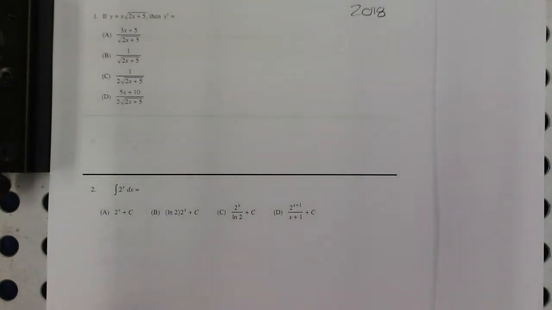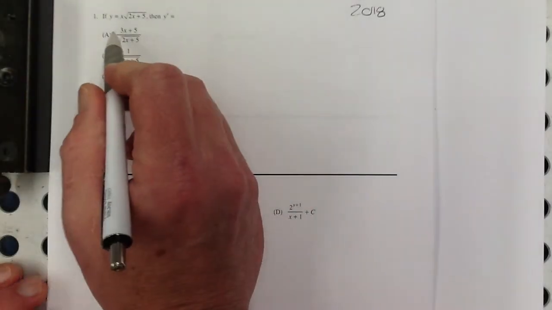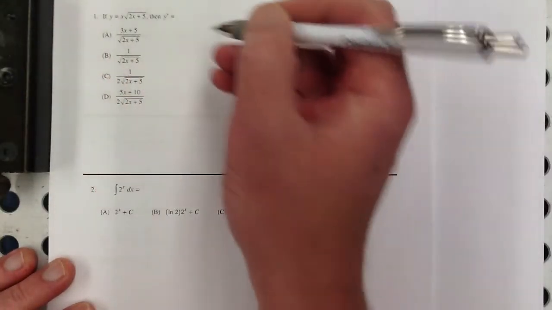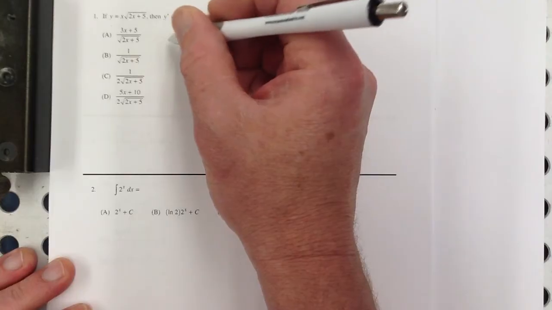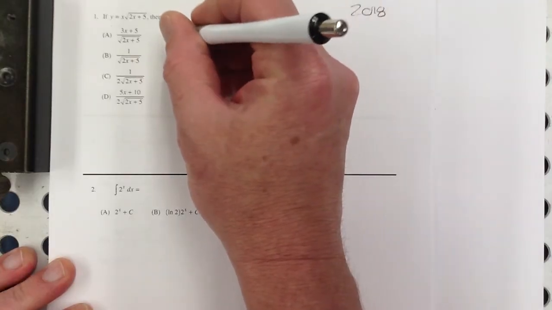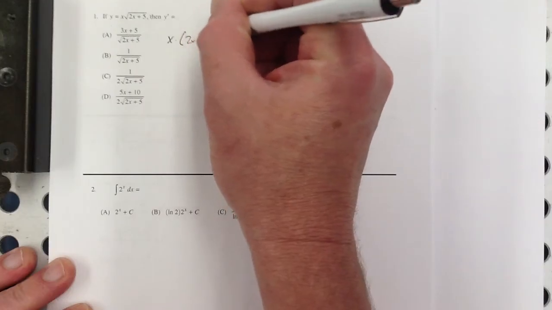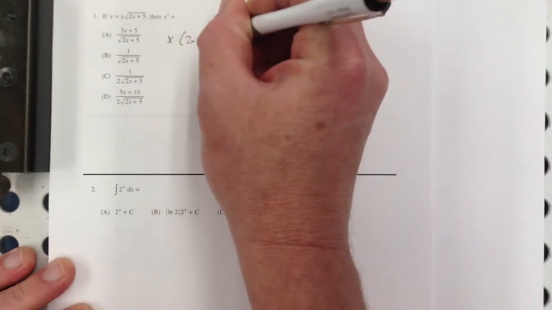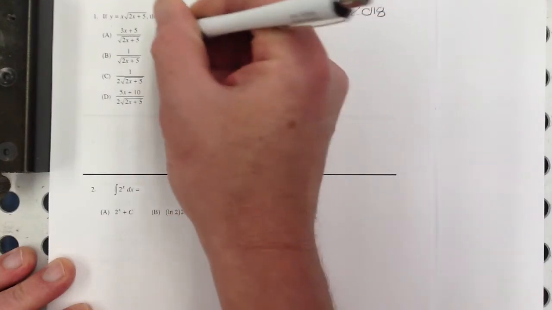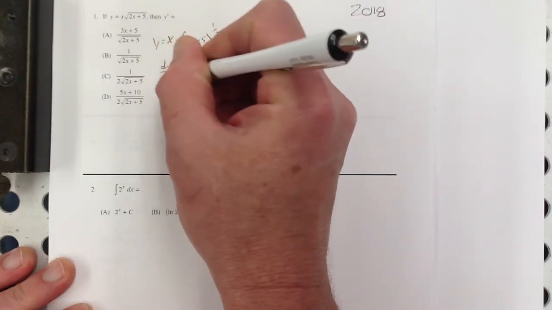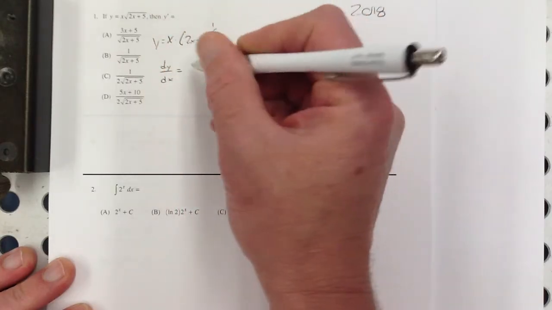Alright, round 1, 2018. This is the BC test. Let's go. Alright, if y equals this, then y prime, well, this is low-hanging fruit. So I'm just going to rewrite that as x times (2x plus 5) to the 1/2. And then I'm going to do the product rule, because that's how you take derivatives.